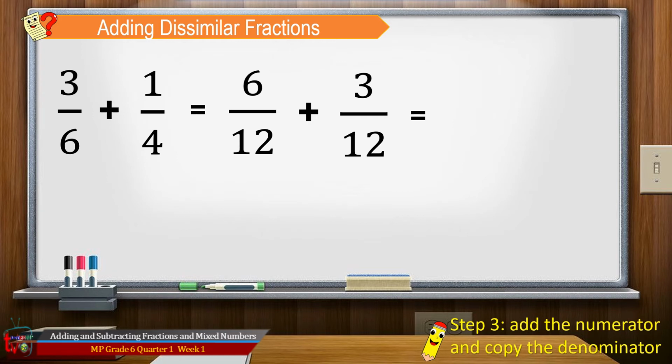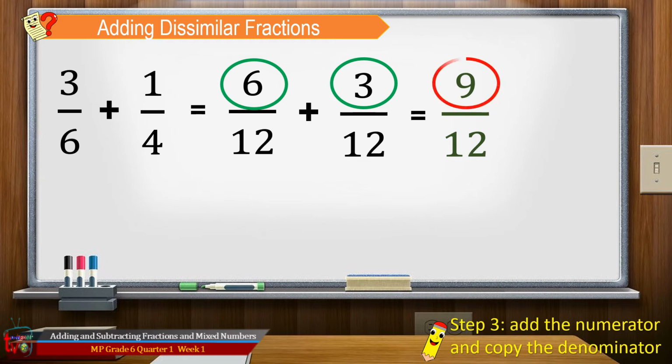In this case, 6 plus 3 is equal to 9. Then just copy your denominator. Reminding you again that we always have to reduce our answers to its lowest term if possible. Can we reduce 9/12? Yes, we can reduce it to 3/4. This is now our final answer.